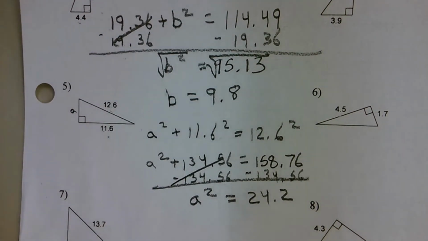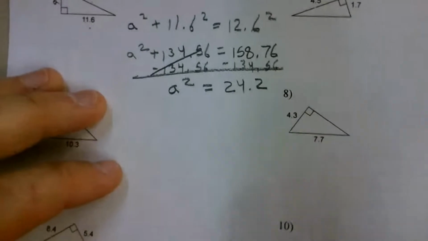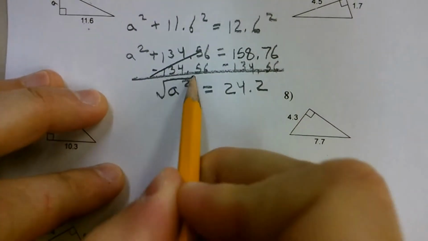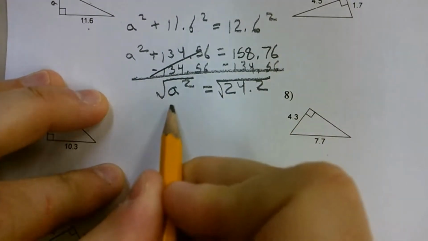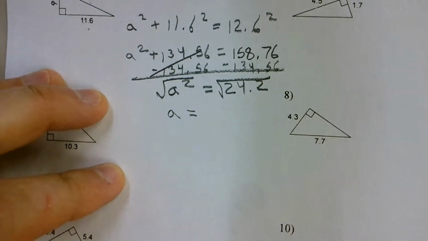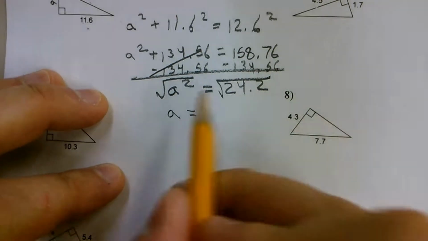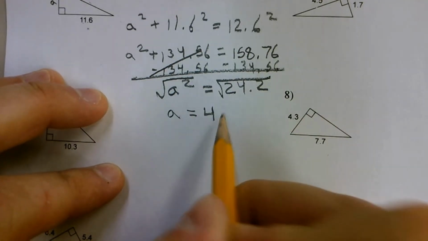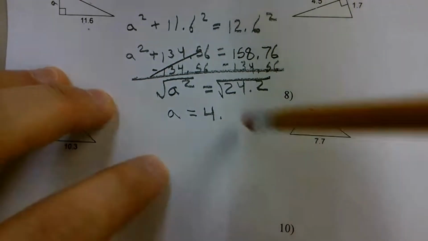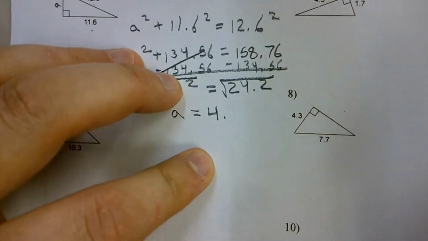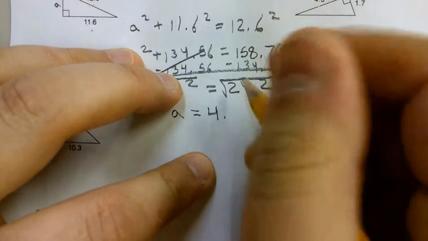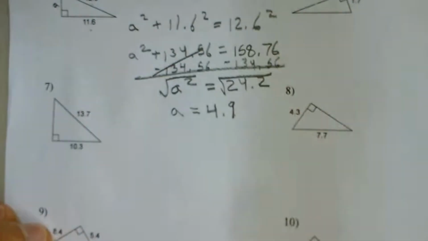And then A by itself, we do the square root of both sides, and that gets rid of the squared, so we get A equals the square root of 24.2, which is 4.91. They say to round to the nearest tenth, so we're going to leave it as 4.9.